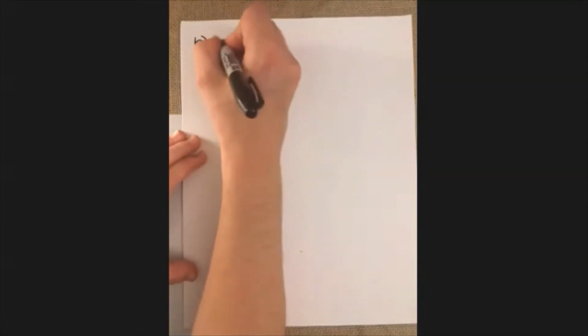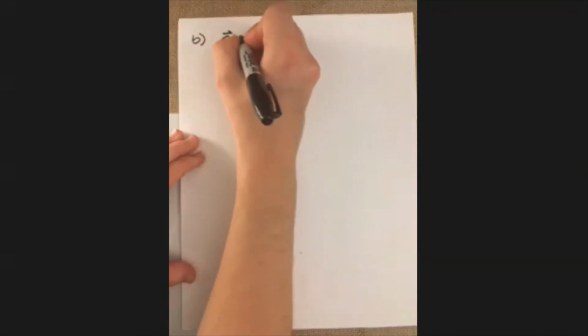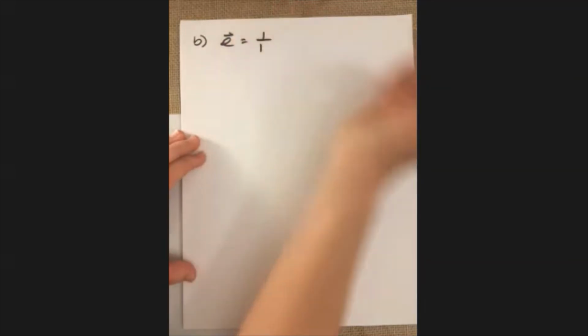So if we look at b here, we're working with the vector 1, 0, and in this case, our e is, well, the length of that is 1.